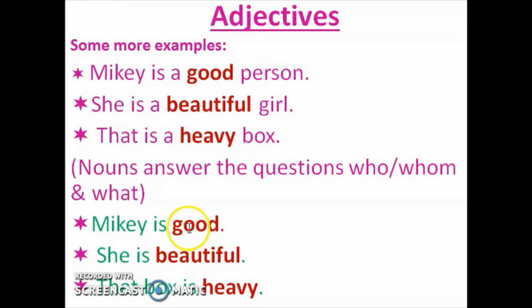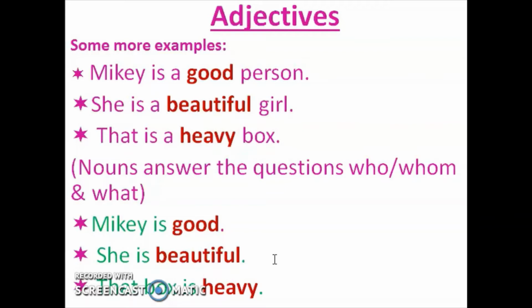Let's look at the first example. Mikey is good. The word good describes the person Mikey because it answers the question who. Who is good? Mikey is good. In the second example, she is beautiful. Let's ask the question, who is beautiful? Well, the answer is she, and she happens to be a pronoun. So we must understand that pronouns are words that replace nouns. So if an adjective describes a noun, then we are good to say that an adjective also describes a pronoun.